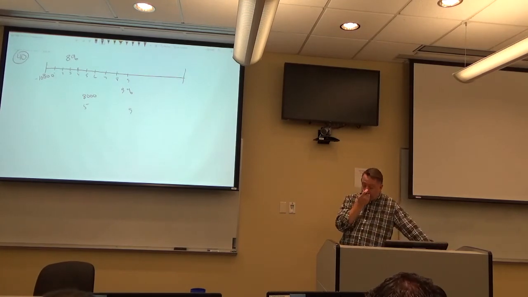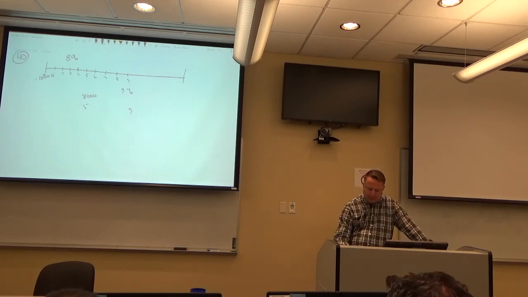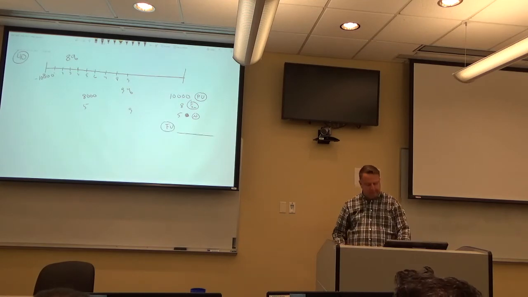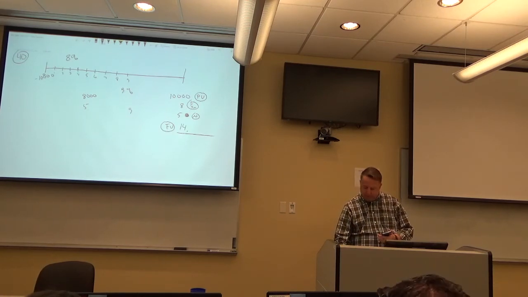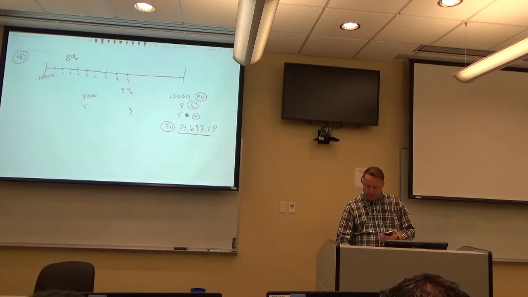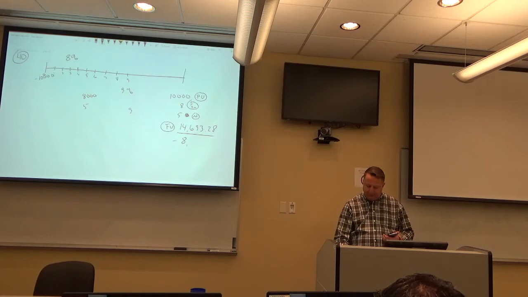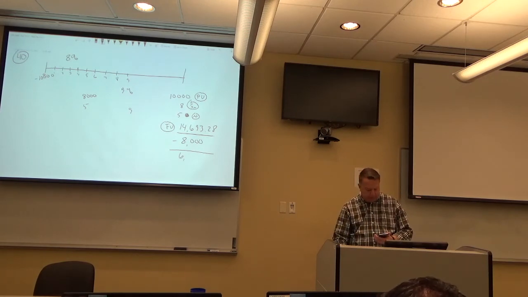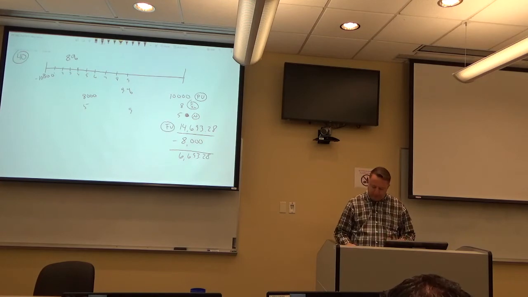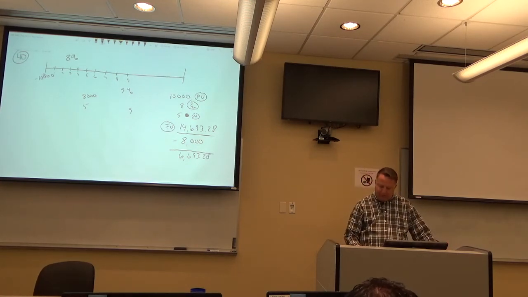All right, so the way that I would sort of set this up, first of all, let's take the $10,000, put that in as our present value at 8% for 5 years. Find the future value of that. You should get 14,693.28. We subtract out 8,000 from that. We get 6,693.28. Okay.